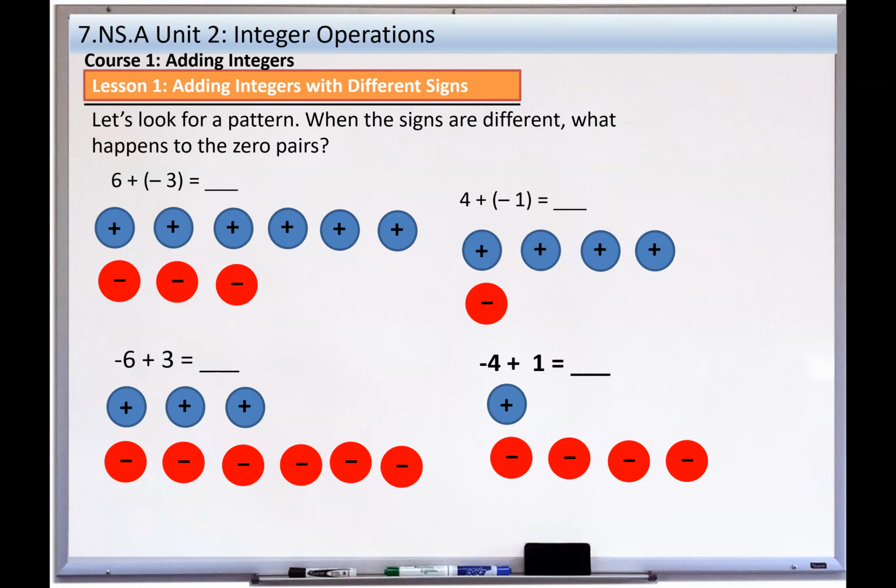Let's look at a few more examples. When the signs are different, what happens to our zero pairs? 3 plus -3 cancels out, and we get 0. Zero pairs cancel out, -3. 4 plus -1 cancels out, we get a 3. And -4 plus 1, this one cancels out. But our answer is -3.